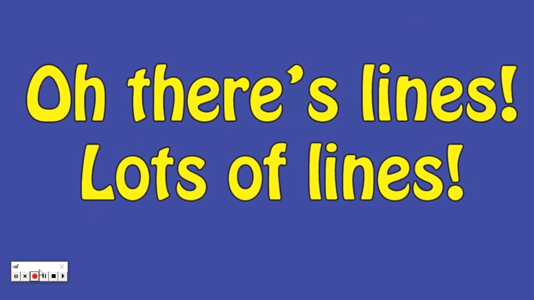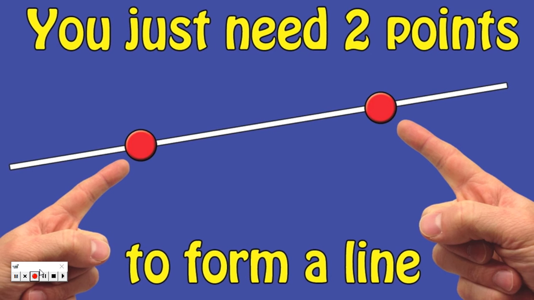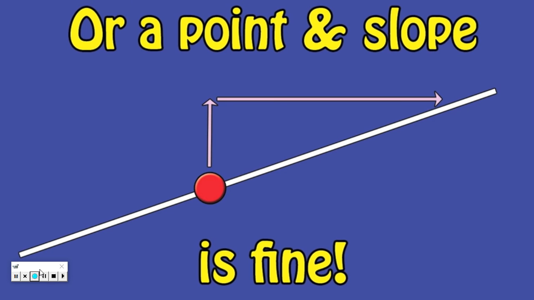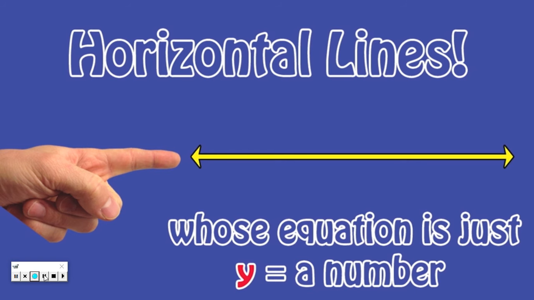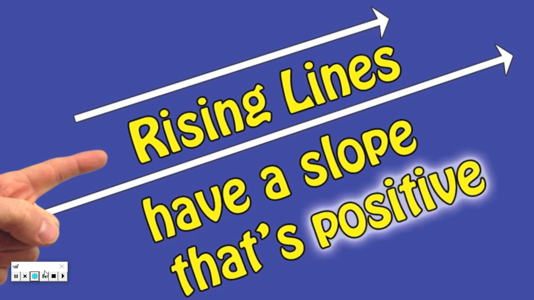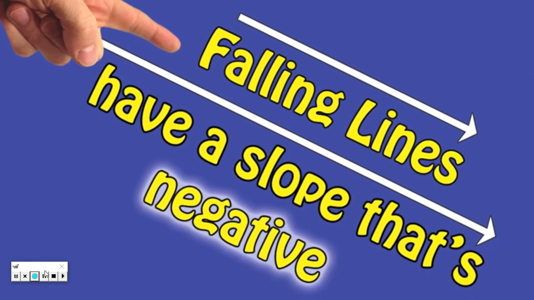There's lines, lots of lines. You just need 2 points to form a line, or a point and a slope is fine. We've got horizontal lines, whose equation is just y equals a number, vertical lines, whose equation is just x equals a number, rising lines with a slope that's positive, and falling lines with a slope that's negative.